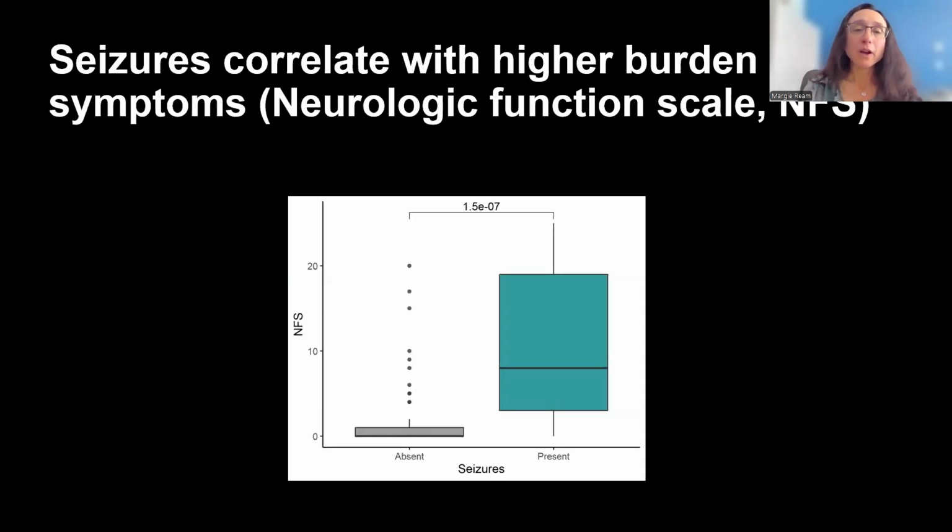Seizures also correlate with a higher burden of symptoms as measured by the Neurologic Function Scale, or NFS. Children without seizures had very low NFS scores, while children with seizures did not. They also had a much larger range of symptom severity. It is important to note that seizure occurrence is 1 point in the NFS scale, but even giving allowance for that 1 point, there was a significant difference between NFS for children with and without seizures.